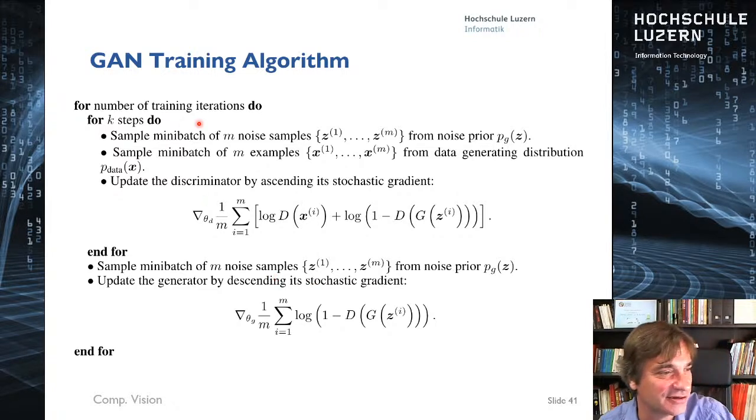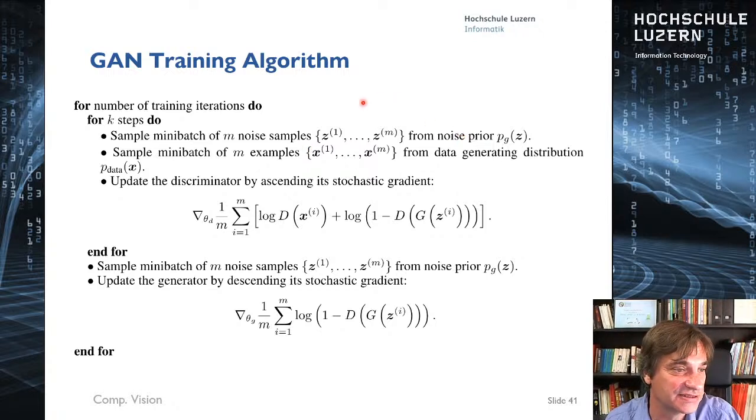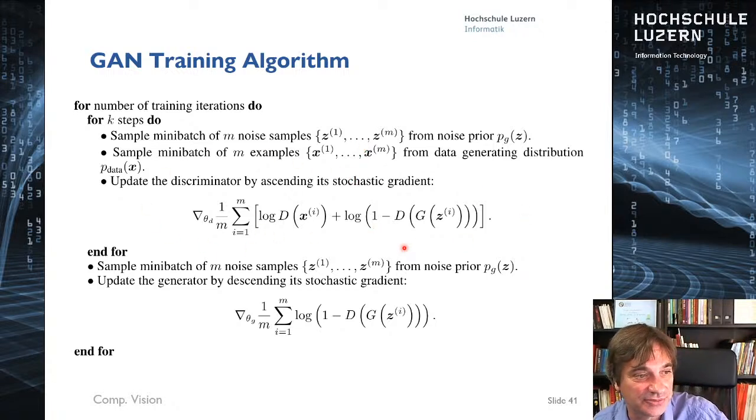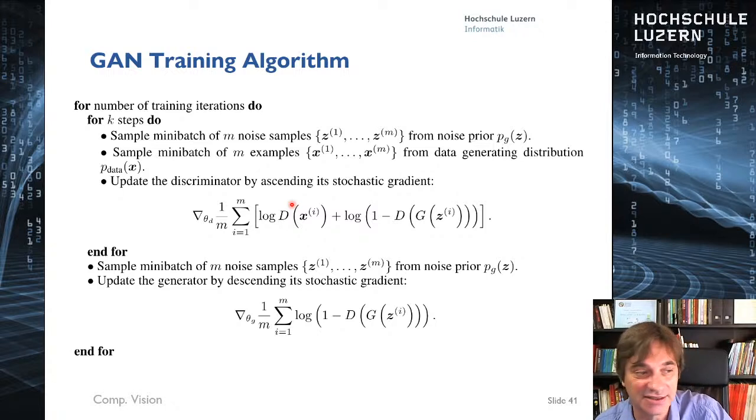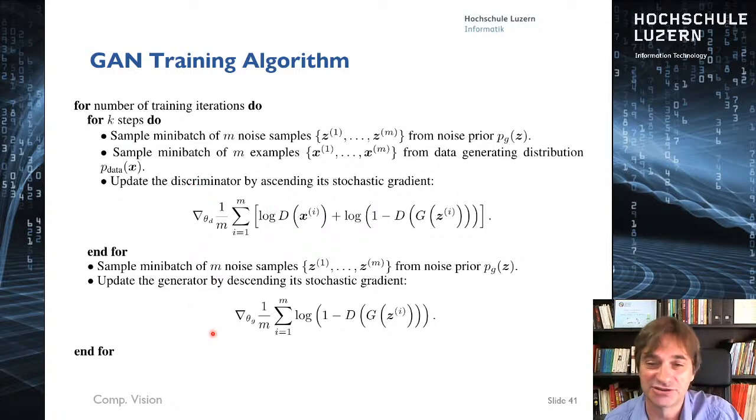Okay, first let's look at how to train that. You just sample some noise samples from some prior function that you have given with some specific dimension, and then you generate the image and calculate the term, and then you train it as usual by calculating the stochastic gradient and then maximizing in that direction. Usually you do some steps for updating the discriminator and then some steps for updating the generator.